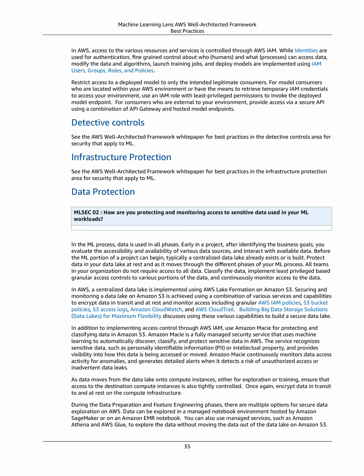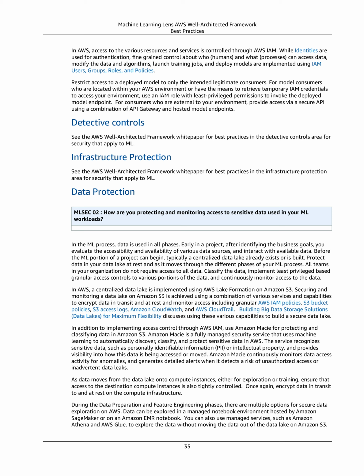For model consumers who are located within your AWS environment or have the means to retrieve temporary IAM credentials to access your environment, use an IAM role with least privileged permissions to invoke the deployed model endpoint. For consumers who are external to your environment, provide access via a secure API using a combination of API Gateway and hosted model endpoints.